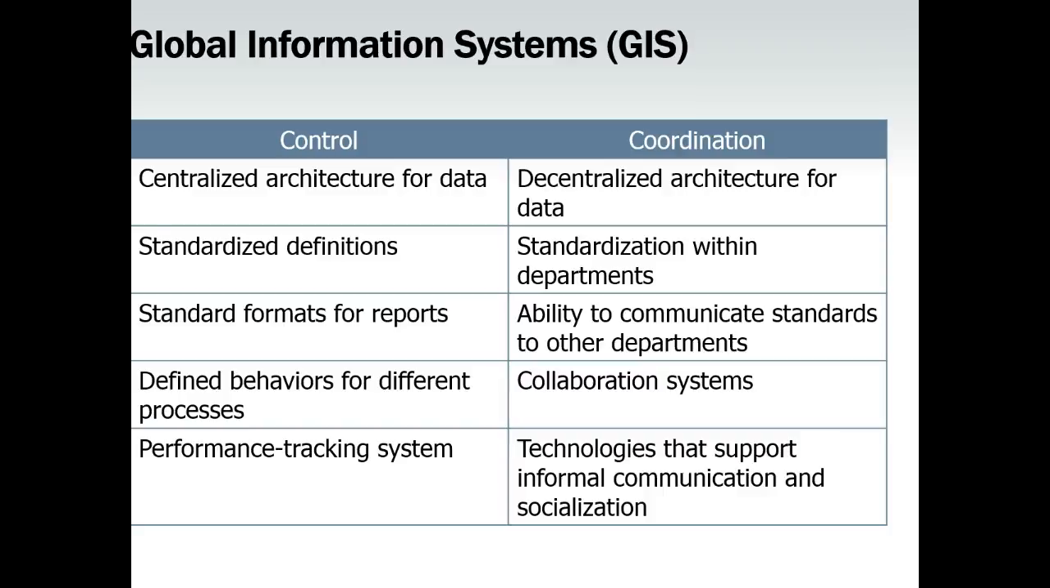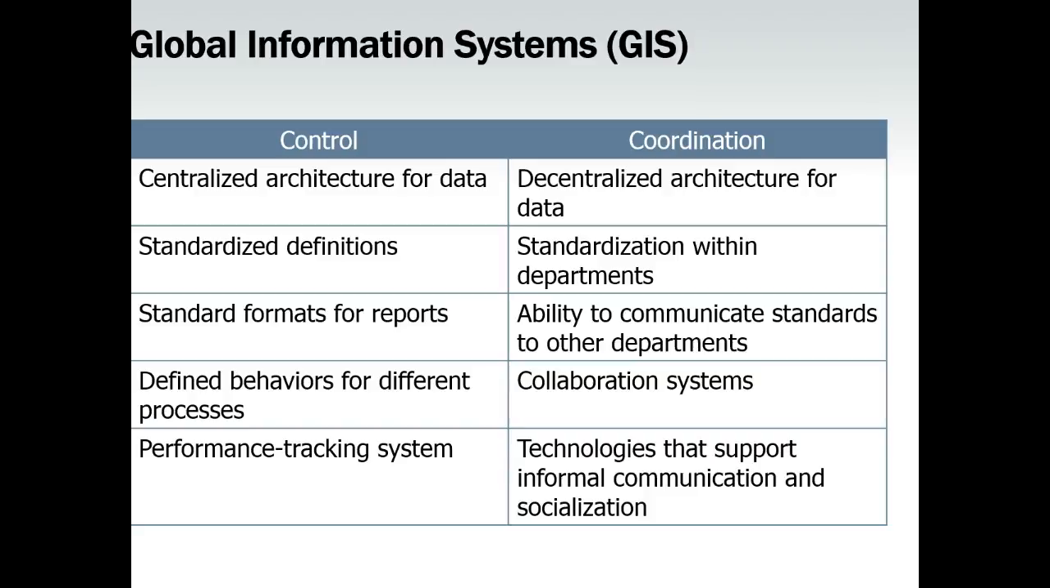Coordination is a process of managing the interaction among activities in different specialized parts of an organization. Control requires a centralized architecture for data, a standardized definition used across the organization, standard formats for reports, defined behavior for different processes such as how to respond when a customer complains, and a performance tracking system.